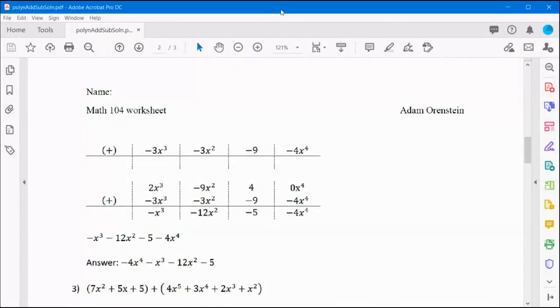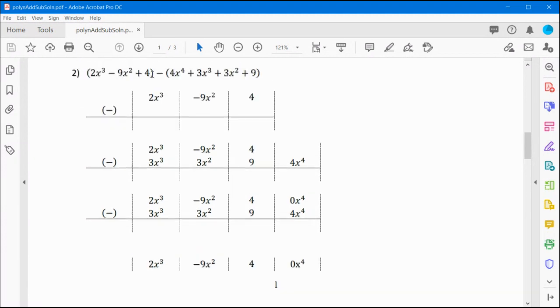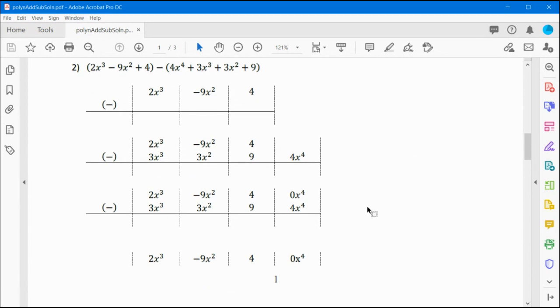Someone have a question? Oh, someone asked for subtracting. Does it matter which goes first? It does matter for subtracting. The first polynomial has to be the one on top. So in number 2 here, someone asked for subtracting. For subtracting, yes, the first polynomial has to be the one on top. It has to, because when subtracting, you can't just subtract in any order you want. Awesome question.